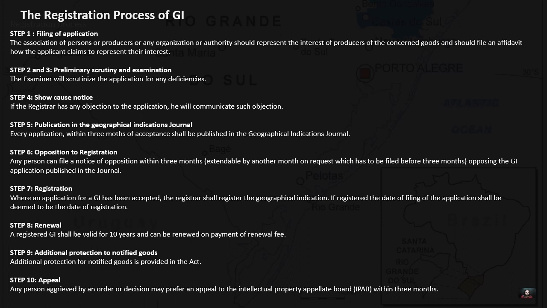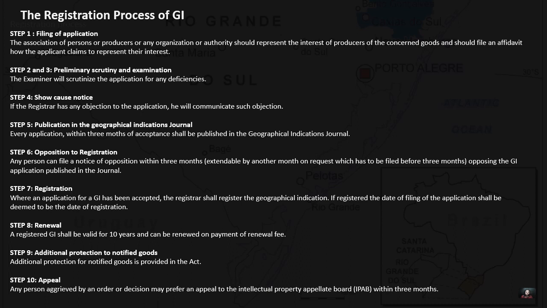Step 6: opposition to registration. Any person can file a notice of opposition within 3 months, extendable by another month on request, opposing the GI application published in the journal. Step 7 is the registration. Where an application for the GI has been accepted, the registrar shall register the geographical indication. If registered, the date of filing the application shall be deemed to be the date of registration.